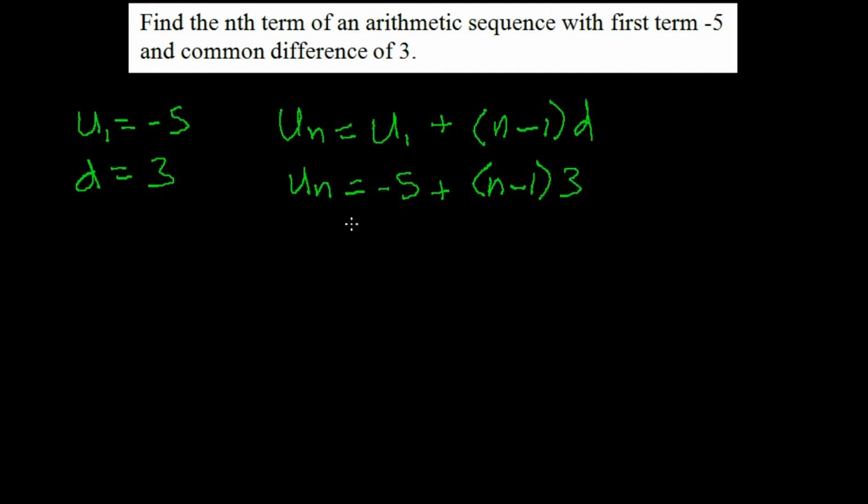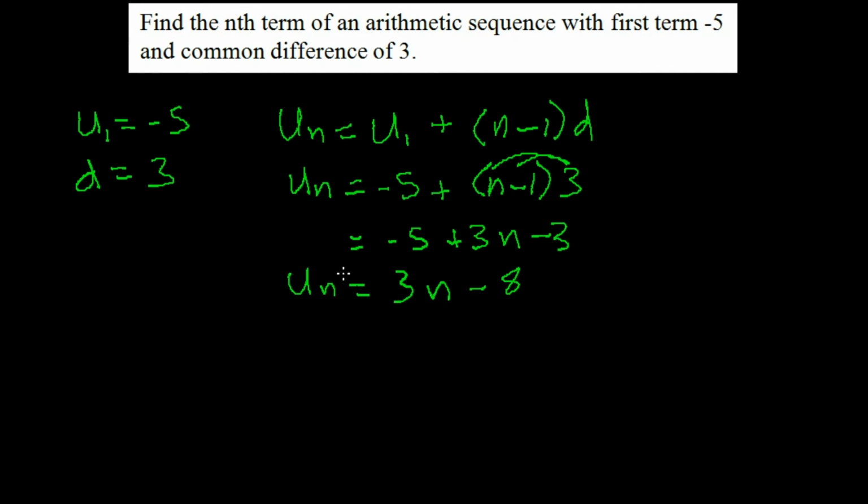And this is fine to leave it like this, but you can tell that we could distribute and simplify this a little bit. So we could say negative 5 plus, and we'll just distribute, 3n minus 3, and then just combine our like terms. And we'll write this variable term first, 3n minus 8. So the explicit form, or the nth term of this arithmetic sequence, u sub n, is 3n minus 8.